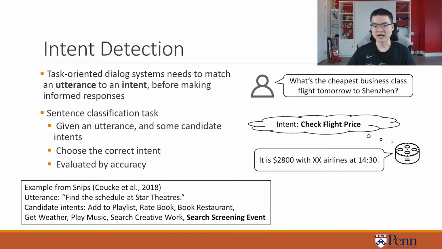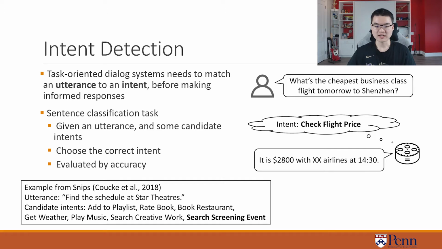If a user asks what is the cheapest business flight from one place to another, the system first needs to figure out that the user is concerned about checking flight price instead of other possible things like making a flight reservation or modifying a reservation. Only after the system understands this, the system can give an appropriate response. For example, telling the user what the price is for a certain business class flight.